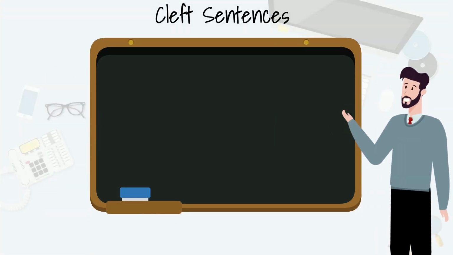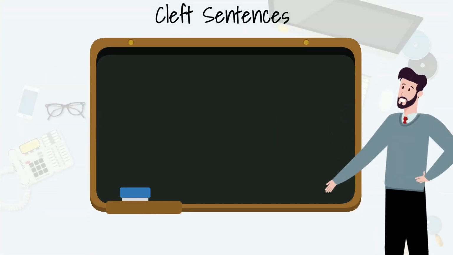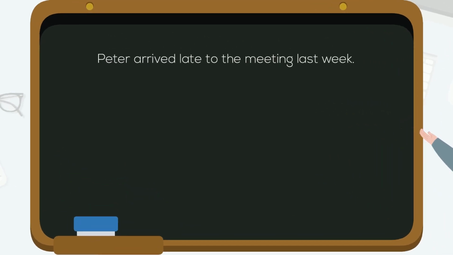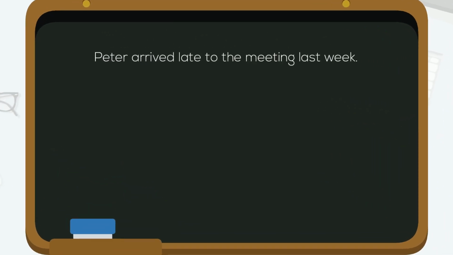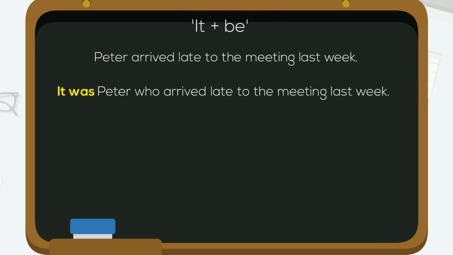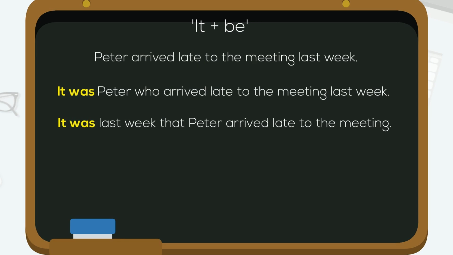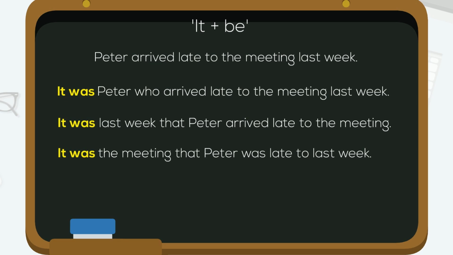Let's look at it clauses now. Here is a simple sentence with no emphasis. We can emphasize, or focus on, different parts of the sentence by using it plus be, like this. It was just Peter, not anyone else, who was late. It was last week, not any other time. It was the meeting, not any other event.